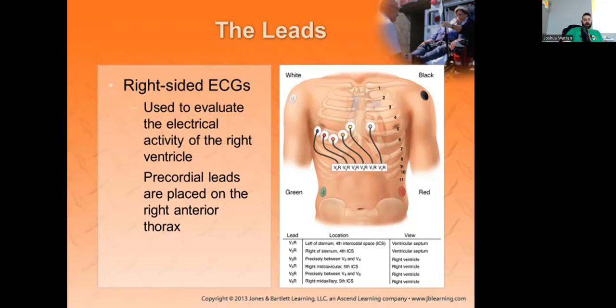Precordial leads are placed on the right anterior thorax. Wait, what are precordial leads? Tell me about it, Tyler. What are the precordial leads? V1 through V6. They look at the heart from a horizontal plane. Do the limb leads actually change? No, they're staying right there. Limb leads ain't gonna move. I'm still looking at 1, 2, 3. You good? So who's gonna change? V1 through V6, and that's just gonna swap them over to the right side.